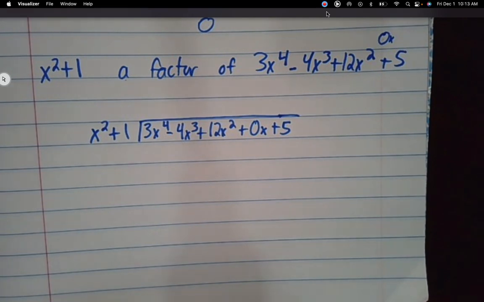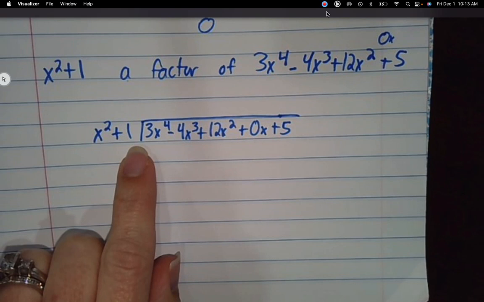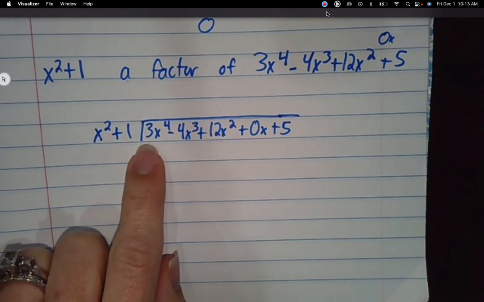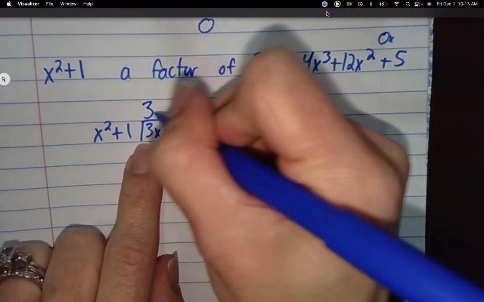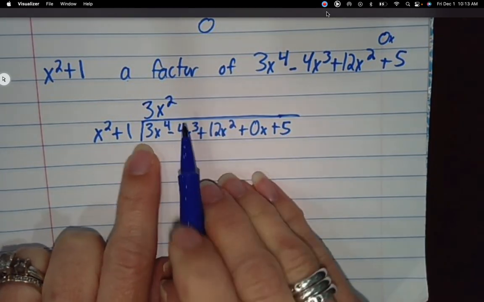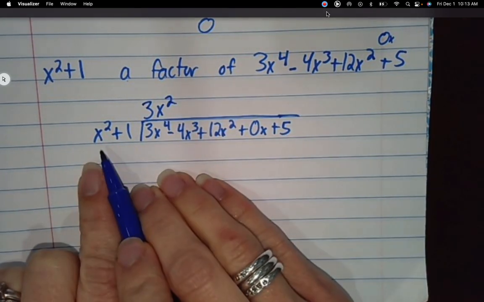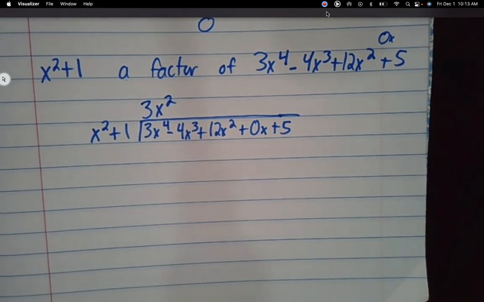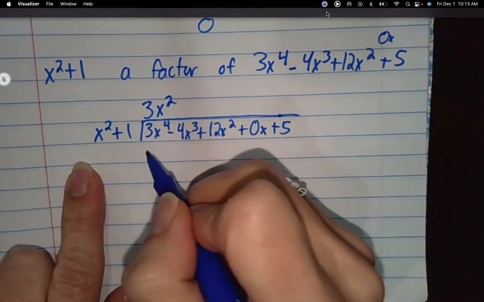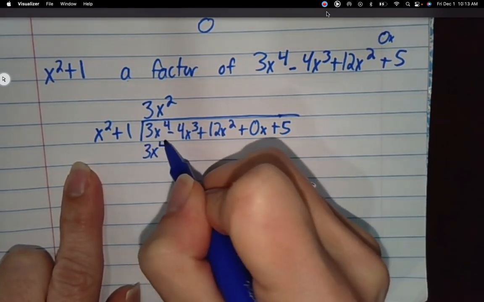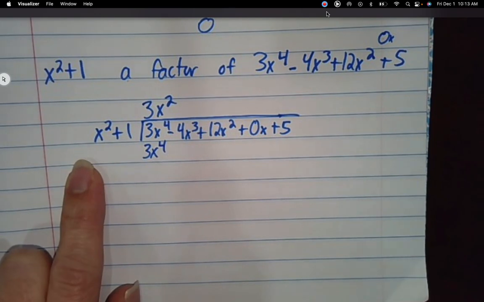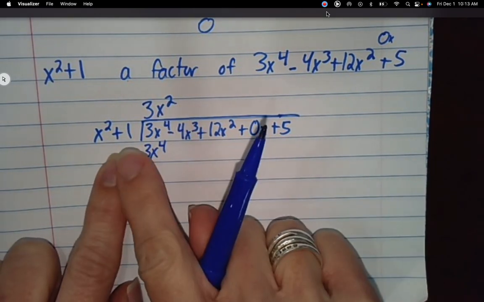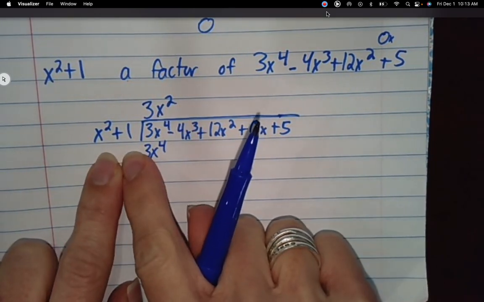Okay, are we ready? What's missing? Let's look at the number first. What number do I need? A 3. And we need an x squared, because this one has 4 and this one has 2. So how many more did we need? The 2. Everybody good with that? Now it's basically distribute. 3x squared times x squared is 3x to the 4th. What is 3x squared times 1?